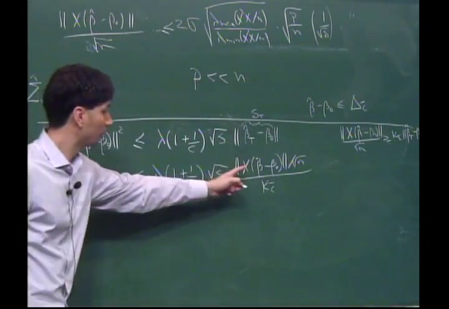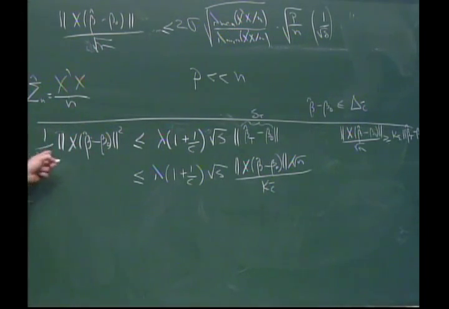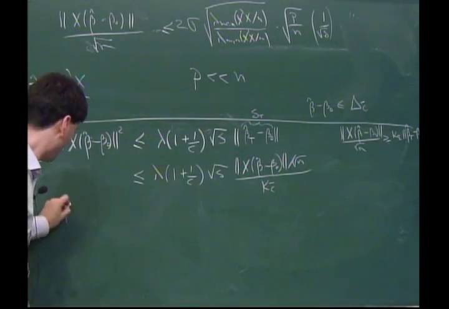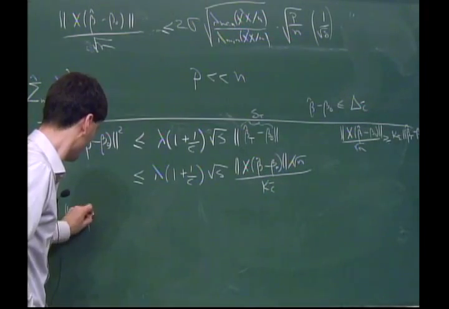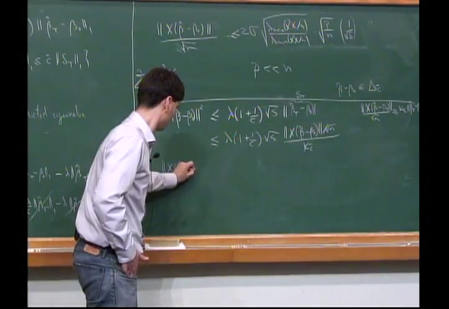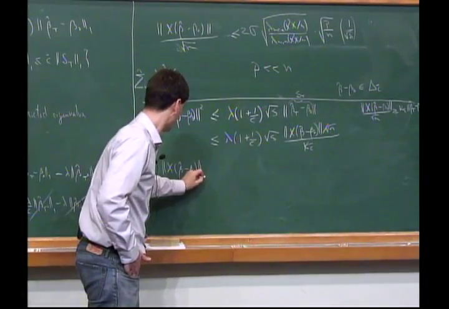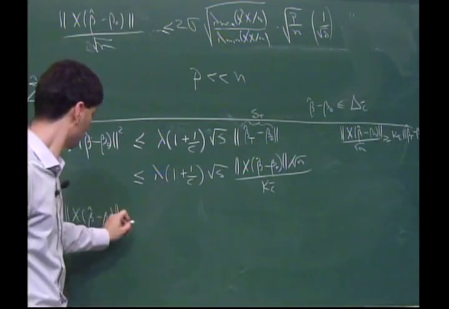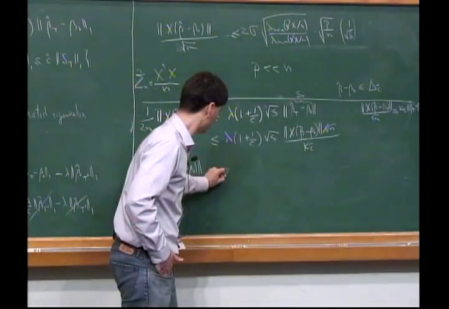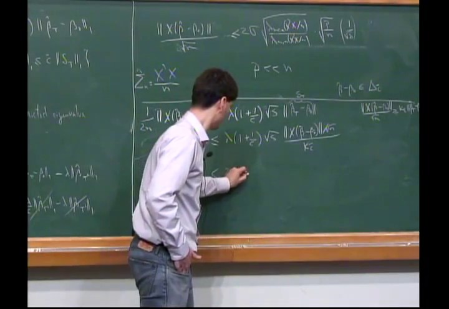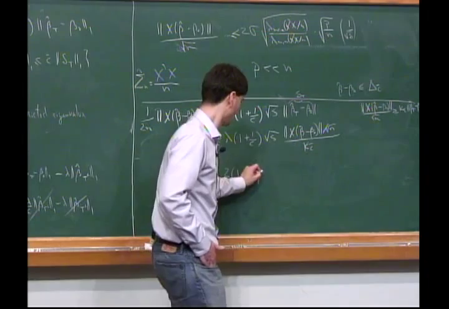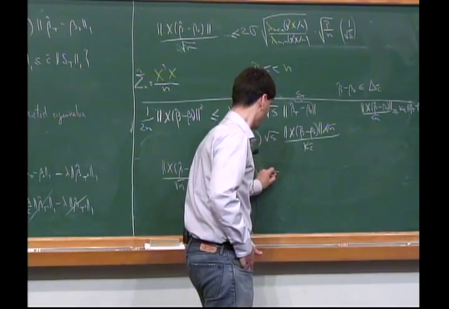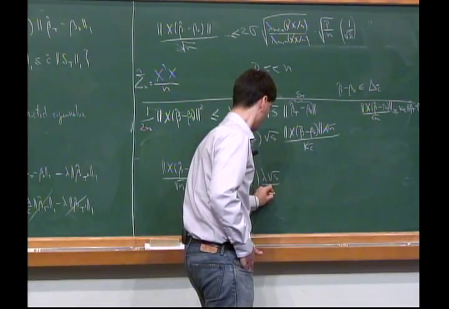Now I have the same term on both sides, except here I have the square. So the prediction norm rate for the Lasso estimator, I'm going to take the 2 to the other side, is 2 times (1 plus 1 over c) lambda squared root s over kappa.